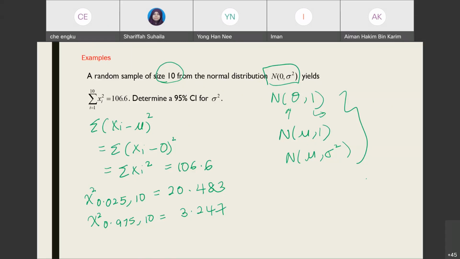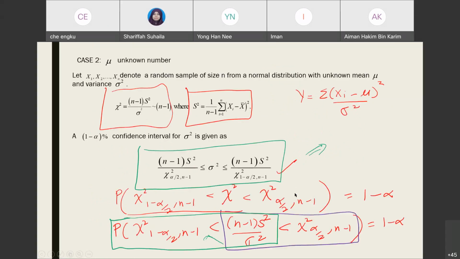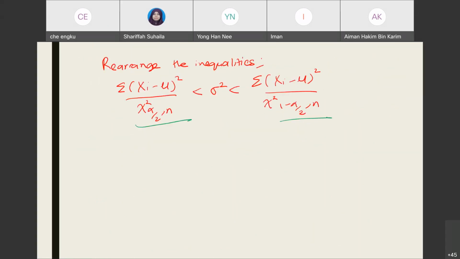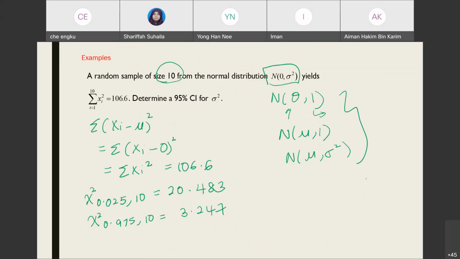Okay, so back to this one. Again, you have 0.025 and 0.975. So this is the value from your stats table. So we just substitute back. Okay, we already have the formula. So you have summation of x_i squared, so we just replace back. So that means 106.6 divided by 20.483 less than sigma square less than 106.6 divided by 3.247.